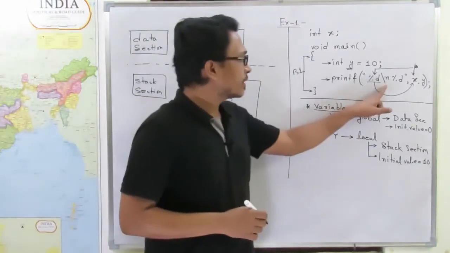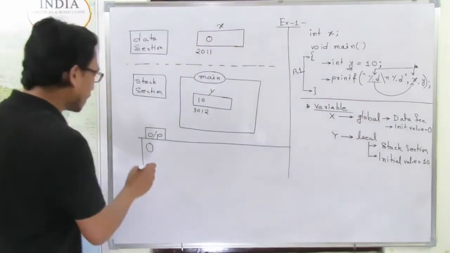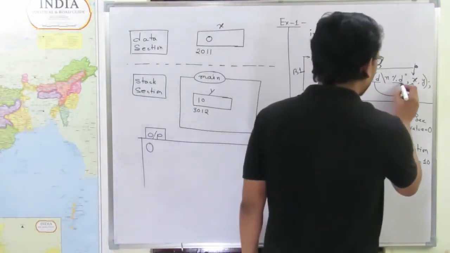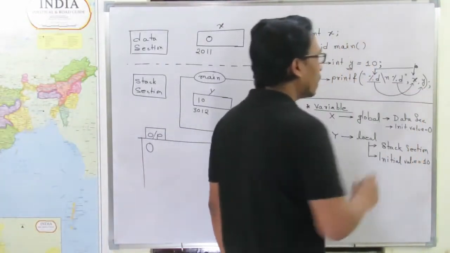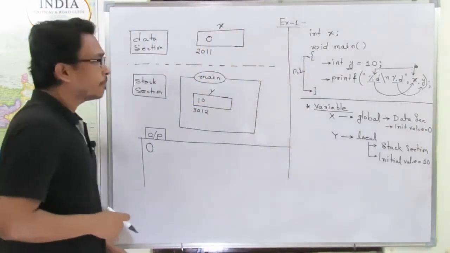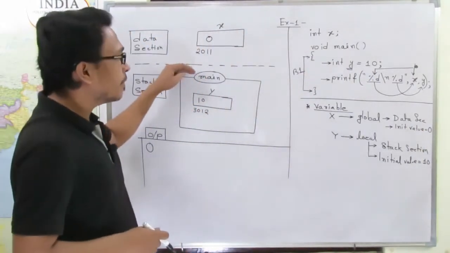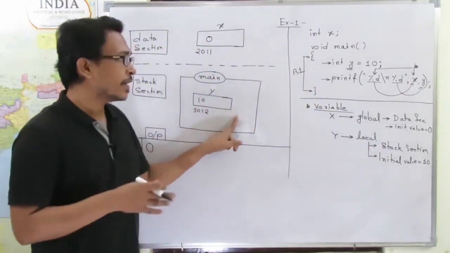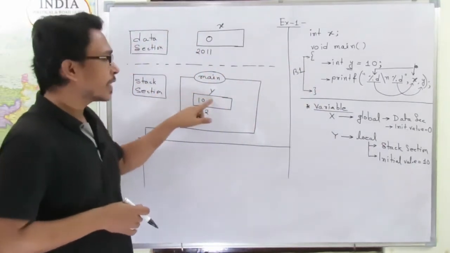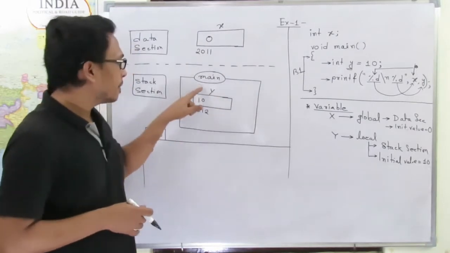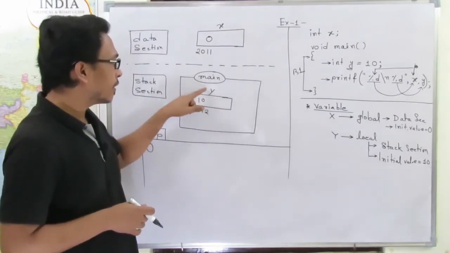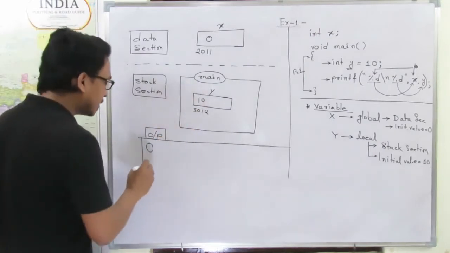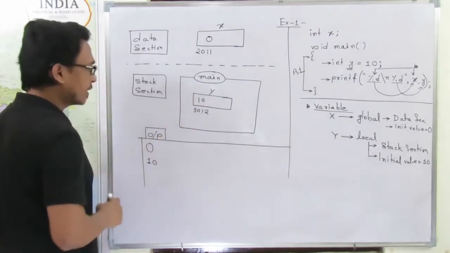Now the next instruction is \n, so it will move to the next line and then %d again. So for this %d, the variable is y. What happens? The system first checks inside the main block itself, and inside the main block the system finds that the variable y is declared here itself. So the system will use this variable and display its value, that is 10 in this case, clear?